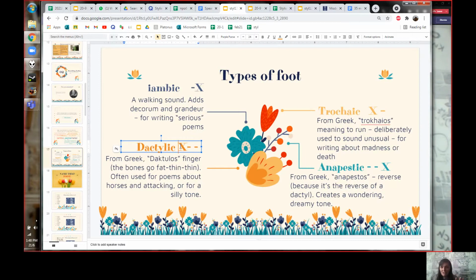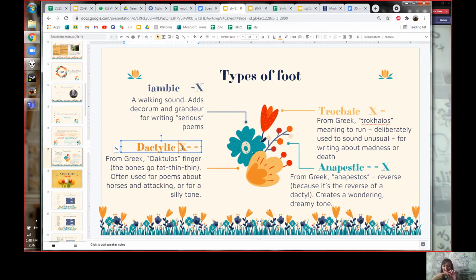So when the archaeologists found the bones of the pterodactyl, they didn't know it was wings. Actually, it looked like he had some big, long, spooky fingers. So he was called the pterodactyl, which means terrible finger dinosaur. The word dactyl by itself is just the Greek word for finger, dactylos. The dactylic foot goes like your finger goes. You see your finger, it goes fat, thin, thin.